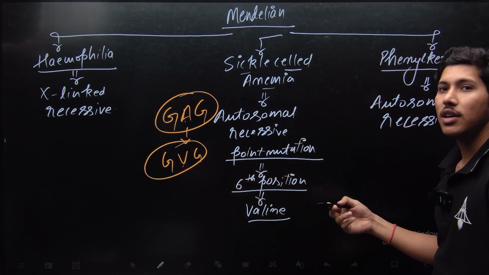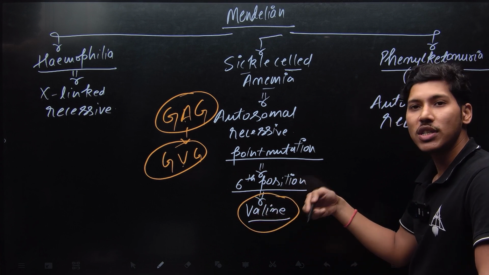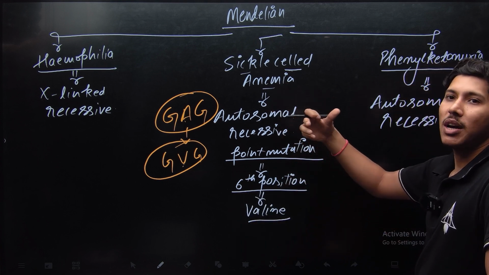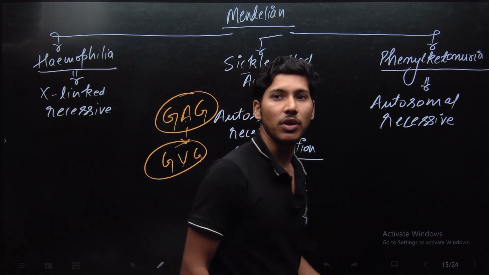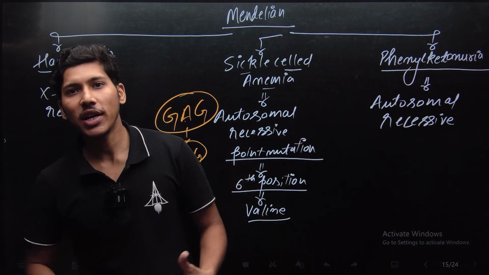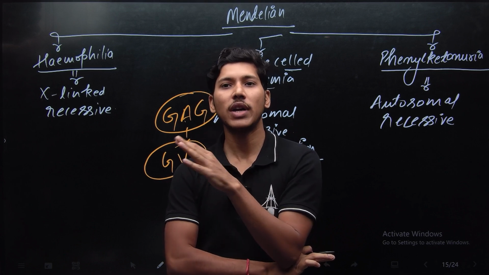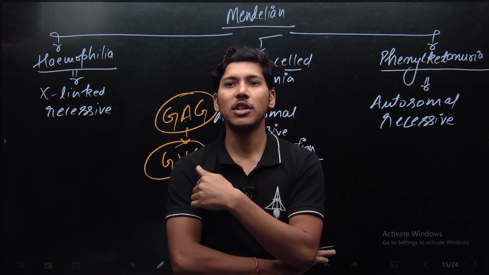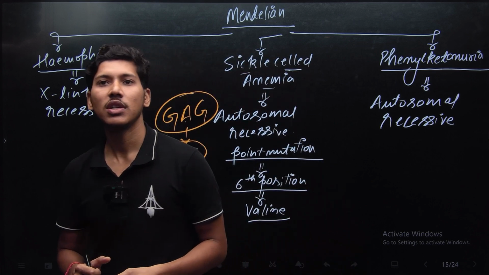So there is a change of one amino acid from glutamic acid to valine, which actually changes the shape of RBC drastically, and the shape of RBC becomes sickle shaped instead of biconcave disc shaped. Okay, now next is phenylketonuria, which is also an autosomal recessive disorder. It's a metabolic disorder in which phenylalanine is not able to get converted to tyrosine. Rather, it gets converted to phenylpyruvic acid, which starts to precipitate in our major organs like brain, heart, kidneys, and it causes damage in those organs.